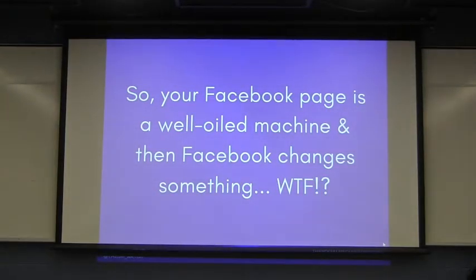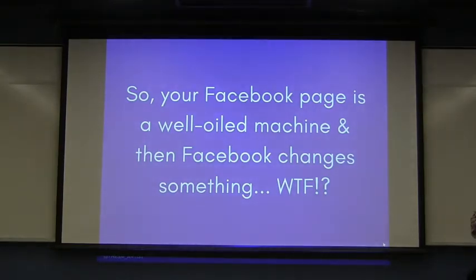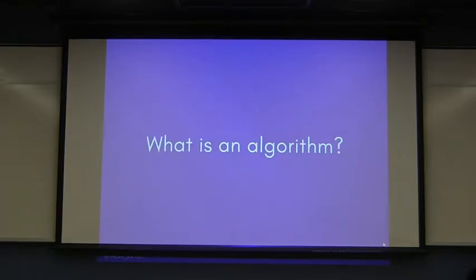Okay, so you had a Facebook page last year. You had a very specific way of doing your posts, and it was really great. And then 2018 rolled around, and something happened with Facebook, and now your clients are really angry with you because your reach has declined. This is what happens to me and a lot of people that I know. So let's start off with the very basics. What is an algorithm? Any guesses?